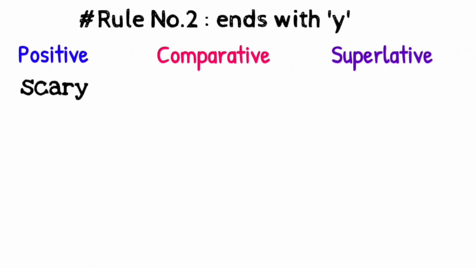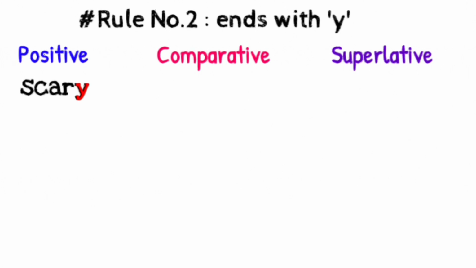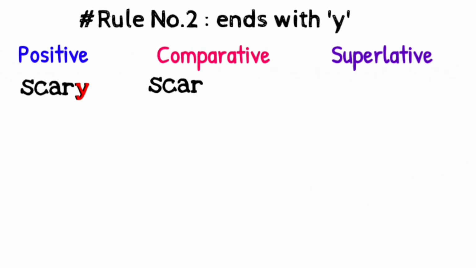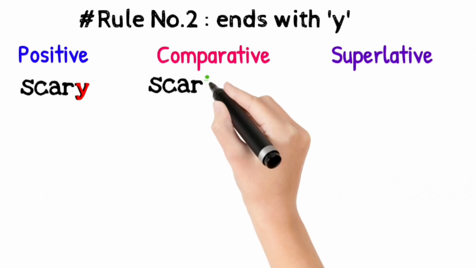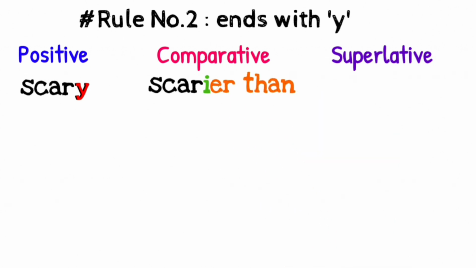Rule number 2, adjective that ends with the letter Y. For example, scary. Scary ends with the letter Y. For comparative, we just have to replace the letter Y with I, and then only we add er and then, so it becomes scarier than.